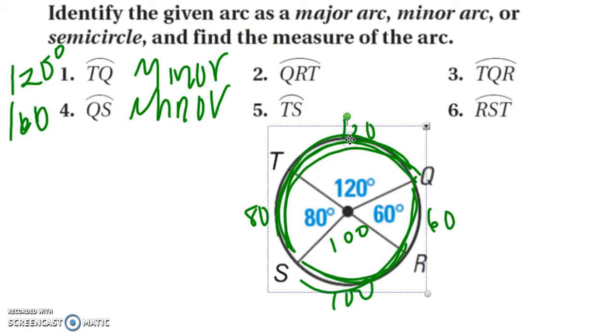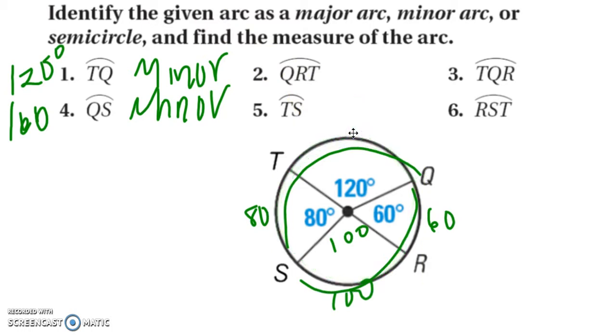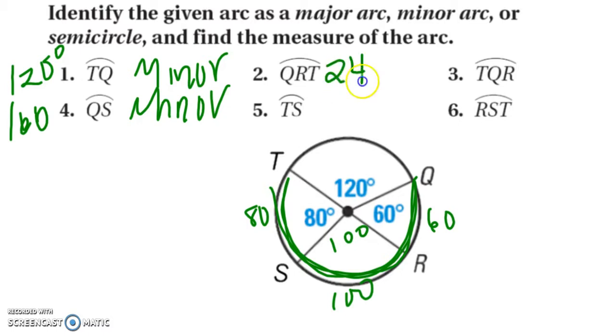QRT now has three letters, so our chances are it's a major arc or it's a semicircle. So I'm going to take a look, and it ends up being Q to R all the way to T. So the way I'm going to look at it is it's everything in the circle but 120. So 360 minus 120, and that's 240, and that is major. TS is another minor arc at 80 degrees, and it's minor.